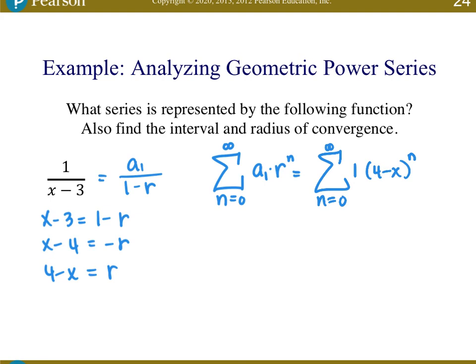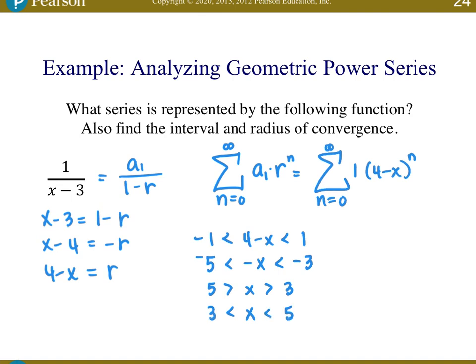Okay, so the interval and the radius: my interval is that 4 minus x has to be between negative 1 and 1. So I'm going to subtract 4. And then I'm going to multiply everything by -1, switch my signs. So my interval is between 3 and 5. Maybe we'll write it the other way so it looks a little better. Okay, that is my interval of convergence.